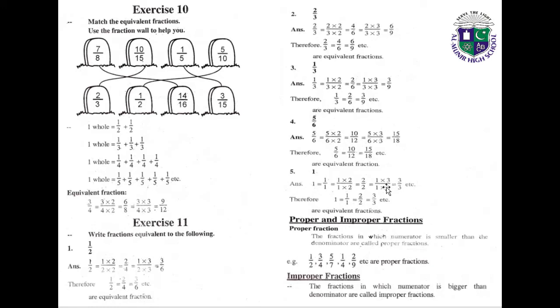Proper and improper fractions. The fractions in which the numerator is smaller than the denominator are called proper fractions. 1 over 2, 3 over 4, 5 over 7, 1 over 4, 2 over 9, etc. are proper fractions.